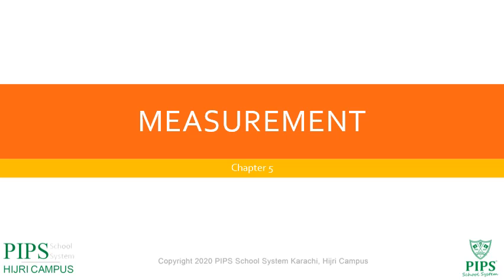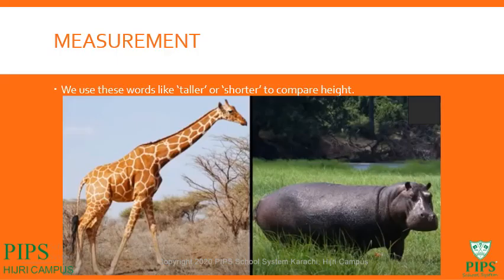Today we will discuss the chapter measurement of different objects with different units. We can say comparing is the second name of measurement. Here we are comparing two heights. For example, the giraffe is taller and the hippo is shorter. So in both examples, we are comparing the height of the two animals.